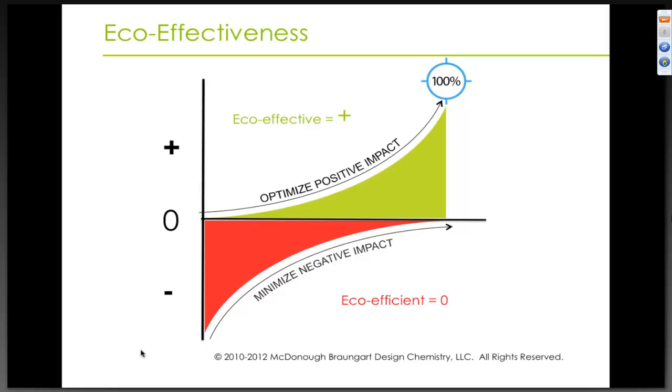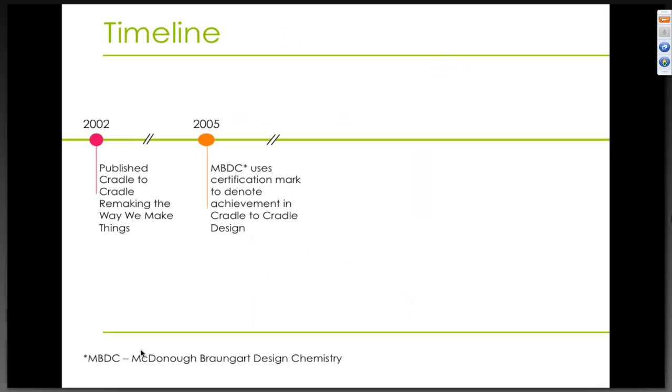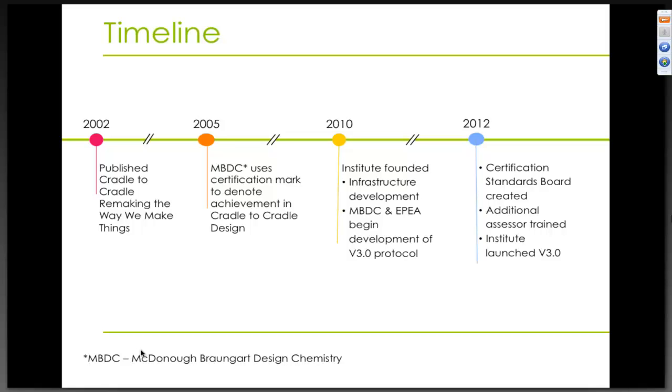At this time a new version of the certification standard was developed. In 2012, the Institute formed a certification standards board, which is tasked with the ongoing development of the certification standard. We began training assessors. These are the companies that help manufacturers to assess their products for certification. At this point, we've trained an additional 11 assessors, I believe, that are capable of doing this work. And we launched the new version of the certification standard, which I'll talk about.